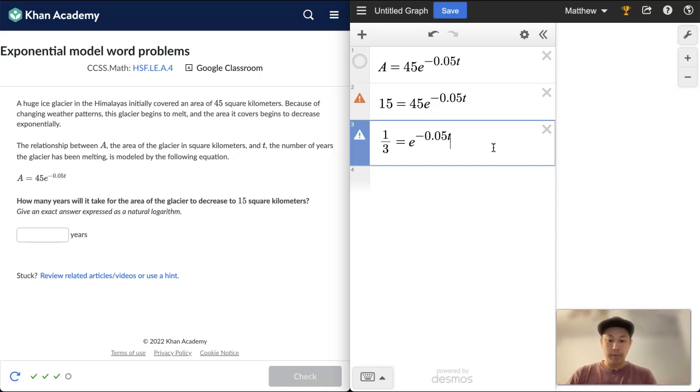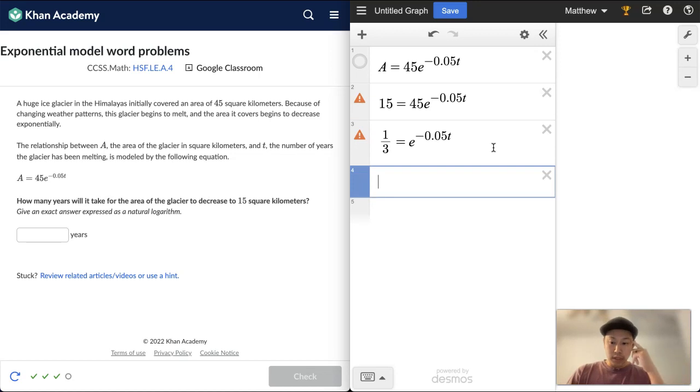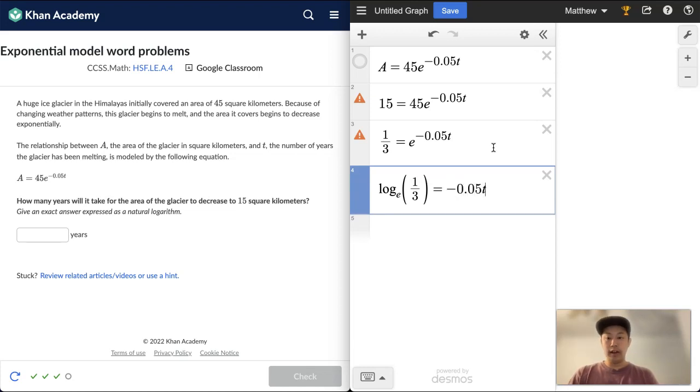Okay, so we're ready for log form. Some of you might be thinking natural log, which is great. I'm going to really be thorough here. I'm going to start with my log base e, which is the same thing as a natural log. Log base e of 1/3 is equal to negative 0.05t.